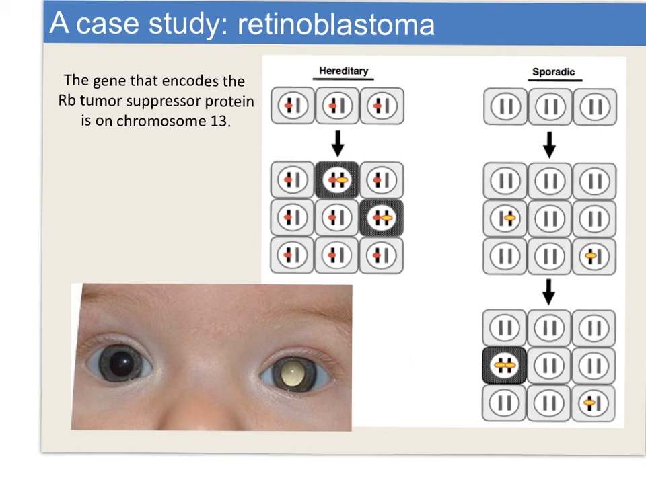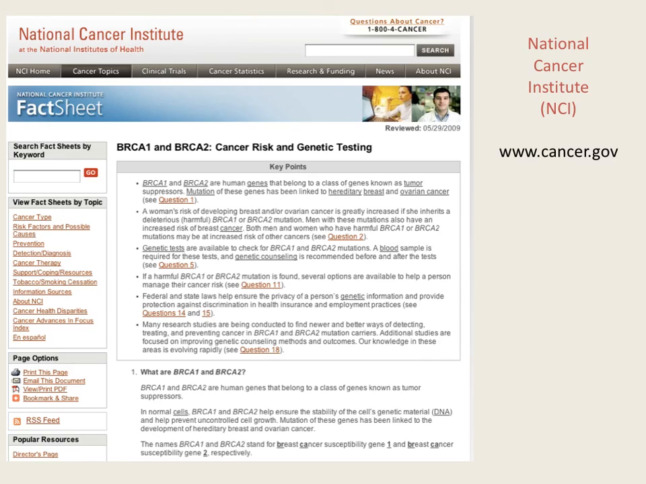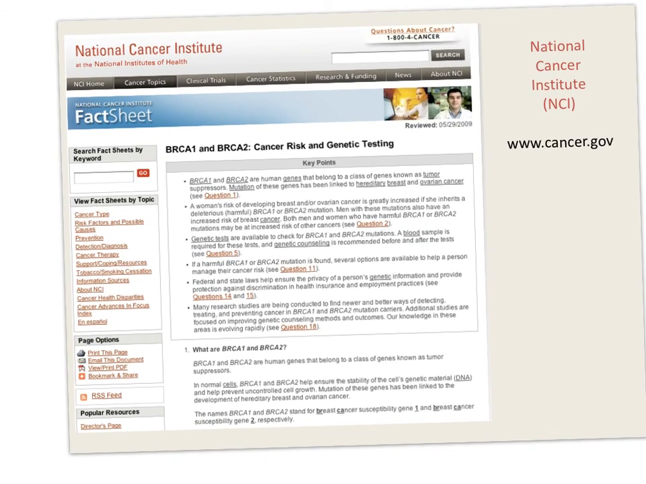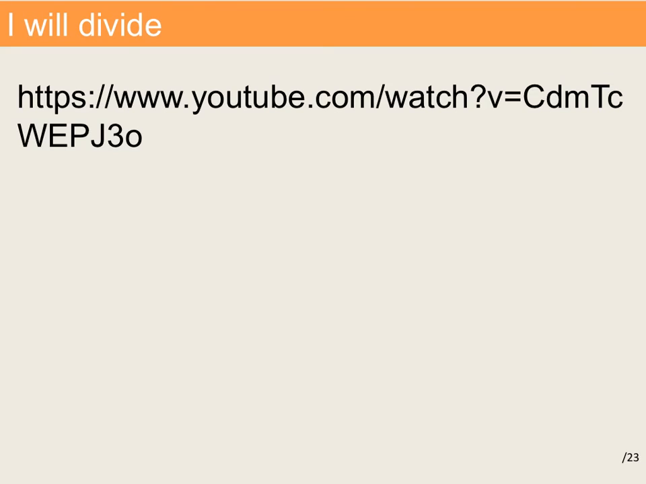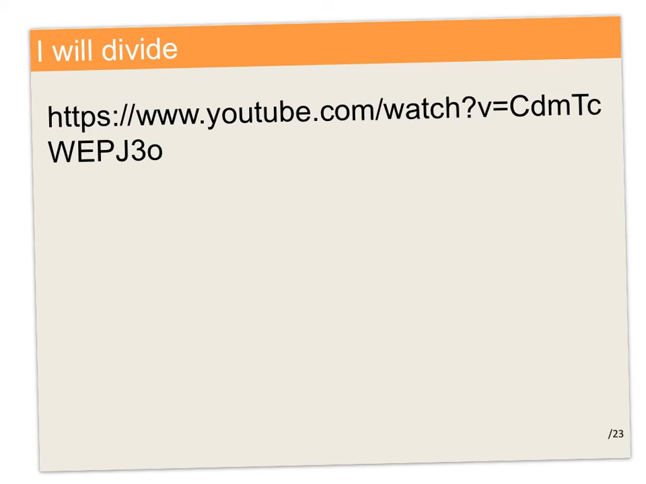In fact, okay, this is a BRCA system, a tumor suppressor system that goes haywire. It's also associated with a number of other kinds of cancers too.